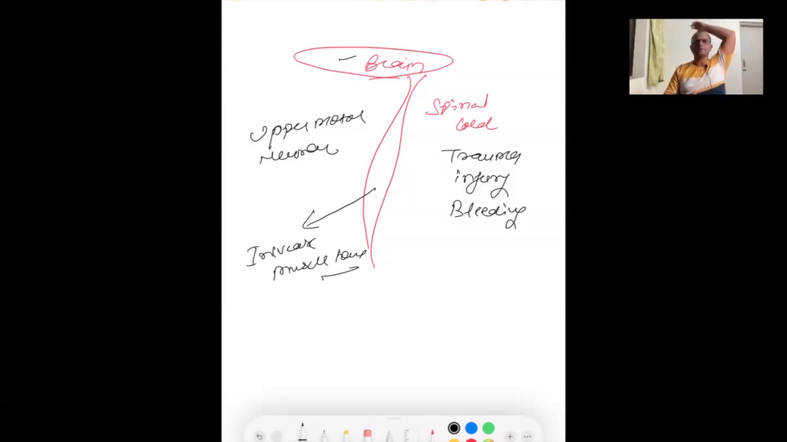I want to lift my arm. So the message comes from the brain to lift the arm. But if there is any problem in the brain and the spinal cord, the upper motor neuron, then the person will be suffering with a spastic paralysis, spastic condition, spasticity.